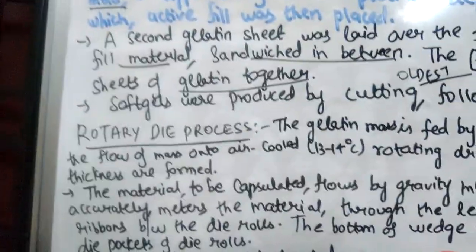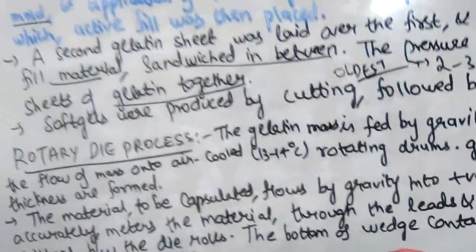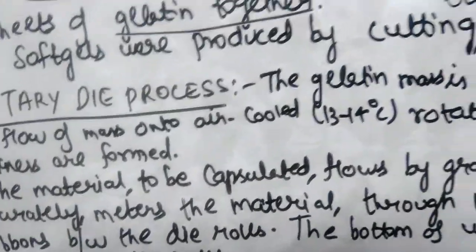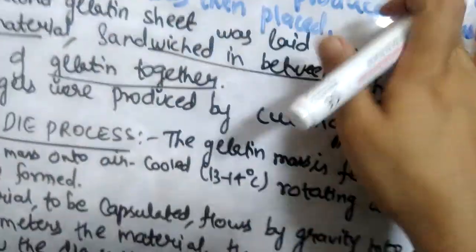Next, coming to your rotary die process. Plate process clear? Now this is a continuous process, and it became commercial. R.P. Scherer invented this rotary die process.